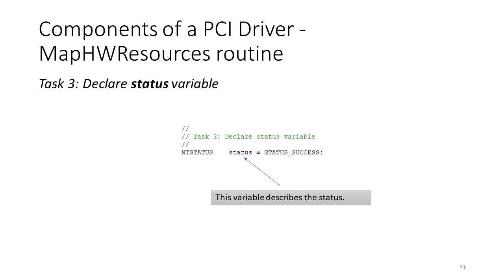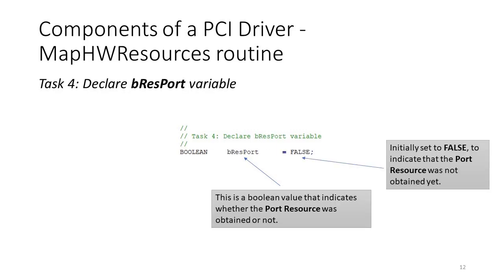Task number 3, declare the status variable. In the code example, we declared the status variable and initialized it to status success. Task number 4, declare bres port variable. The bres port is a Boolean value that indicates whether the port resource was obtained or not. Initially set to false, to indicate that the port resource was not obtained yet.